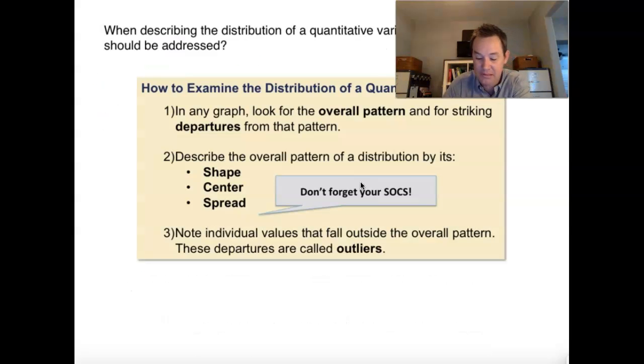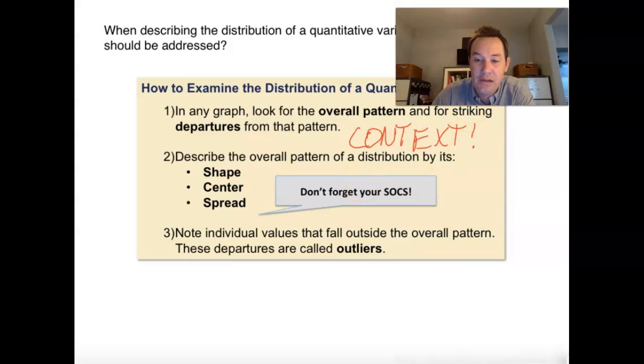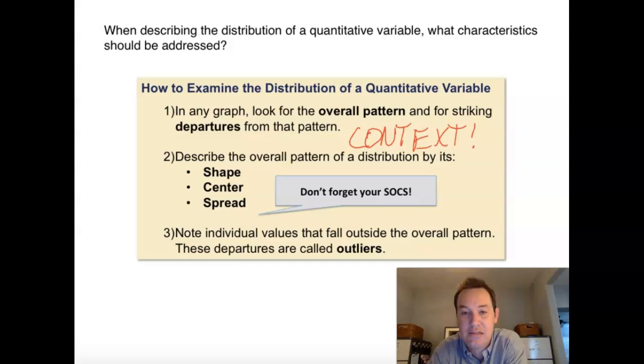So the acronym is SOCS, and that's shape, outliers, center, spread. And the other thing I would say is context. Meaning anytime you're analyzing a distribution, you have to do it in context of what the data is that you're talking about. You can't just abstractly talk about the data. When I say context, I mean just adding units onto your discussion, okay?